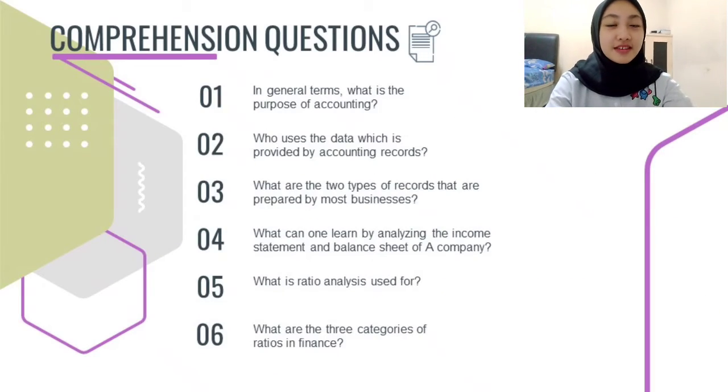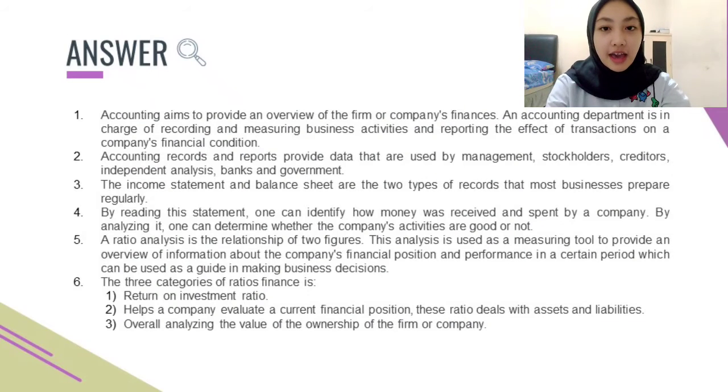Next, comprehension questions. Number 1. In general terms, what is the purpose of accounting? Based on the passage, accounting aims to provide an overview of the firm or company's finance. An accounting department is in charge of recording and measuring business activities and reporting the effect of transaction on a company's financial condition.